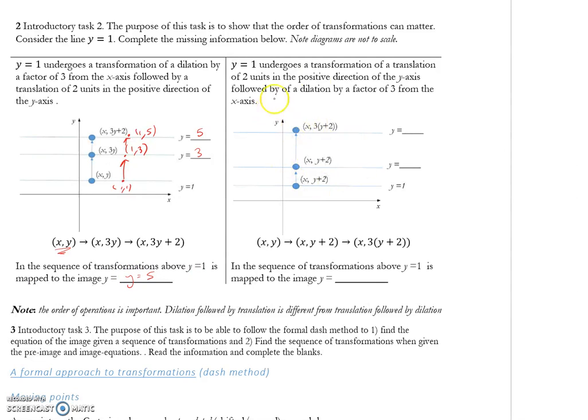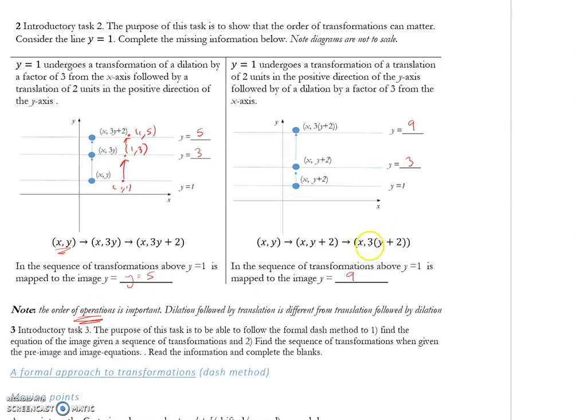But if I compare it to translating 2 units up first and then dilating by a factor of 3, what happens is, well, y equals 1, if you translate that up 2 units, you get y equals 3. And then if you multiply that by a factor of 3 away from the x-axis, you get y equals 9. So in this sequence of transformations, y equals 1 is mapped to the image y equals 9. So the order of operations is important.